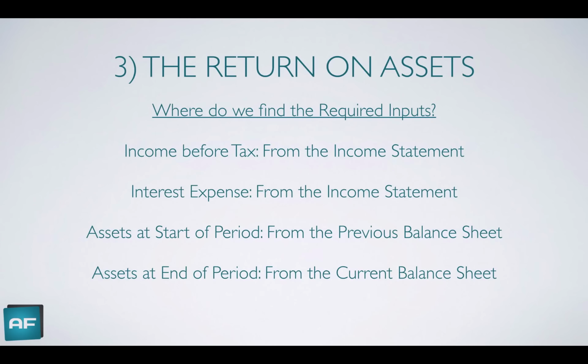All right, where do we find the required inputs? Income before tax is simply from the income statement. Interest expense is also from the income statement. Assets at the start of the period is from the previous balance sheet, so that's the balance sheet that was created for last period. And assets at the end of the period is from the current balance sheet, so that's the balance sheet from today. If you're looking at an average, you need one from the start of the period and one from the end of the period. And since the balance sheet is a photo rather than a video, you want the balance sheet for today for the end of the period, and the previous balance sheet for the start of the period.